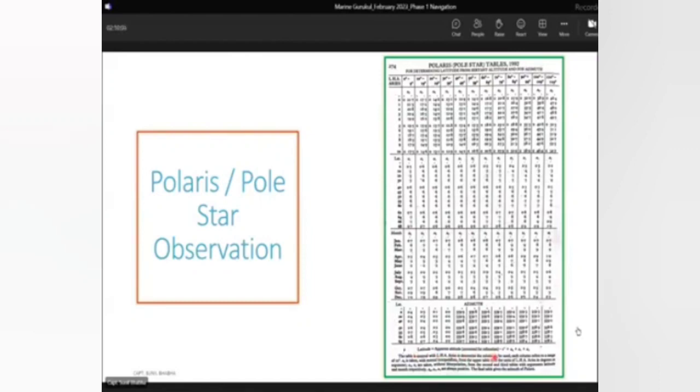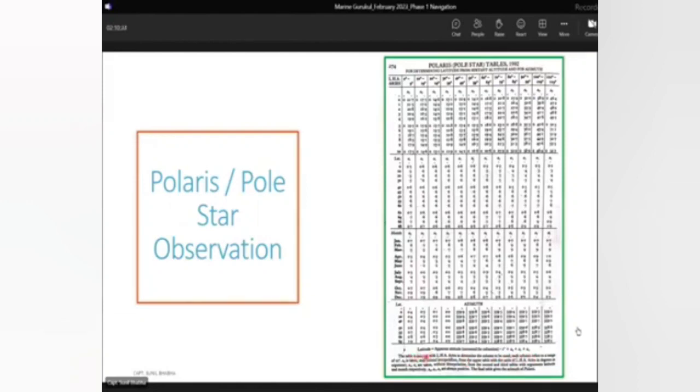Polaris or pole star is a star, and the only correction which we apply to the apparent altitude is the refraction correction. It does not have any semi-diameter, it does not have any parallax. So once you correct the apparent altitude for refraction, it becomes the true altitude. So true altitude of Polaris minus 1 degree plus A0 plus A1 plus A2 gives you the observed latitude.